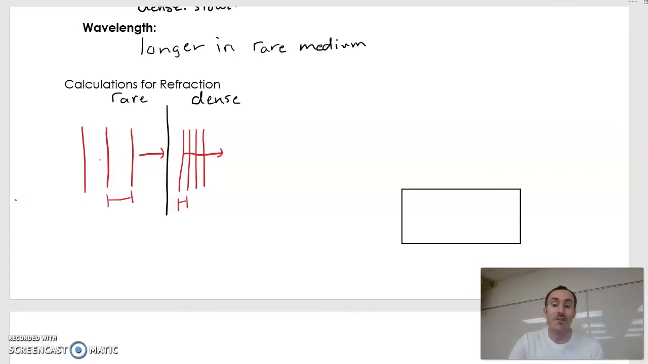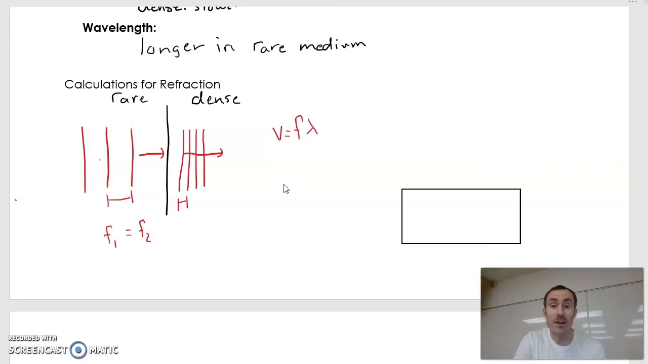Okay, so the speed has gotten slower, and the wavelength has gotten smaller. This is just going straight on. And so we can take a look at what's happening mathematically using v = fλ. But we need to first of all notice that frequency 1 in the rare medium is the same thing as frequency 2. The frequency hasn't changed. The number of waves reaching the barrier every second is still the same.